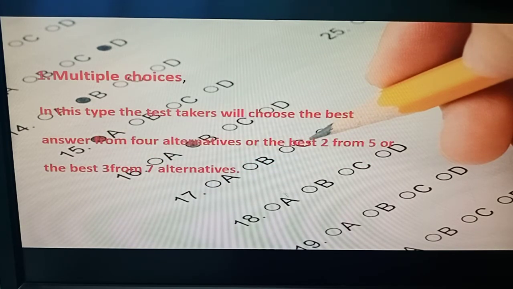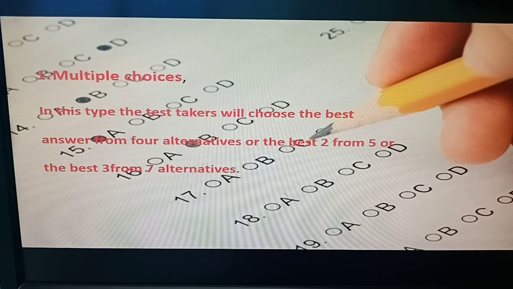So what should we do to answer this type of question? In this type, the test taker will choose the best answer from 4 alternatives, or the best 2 from 5, or the best 3 from 7 alternatives. Then sometimes you are asked to choose 1 from 3, or 2 from 5, or 3 from 7 choices.